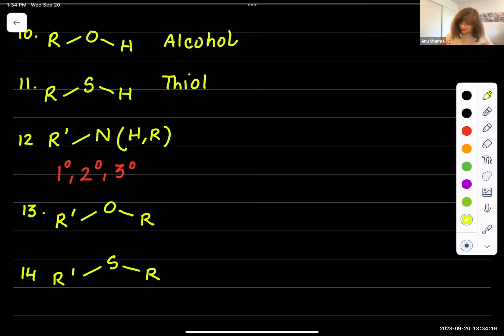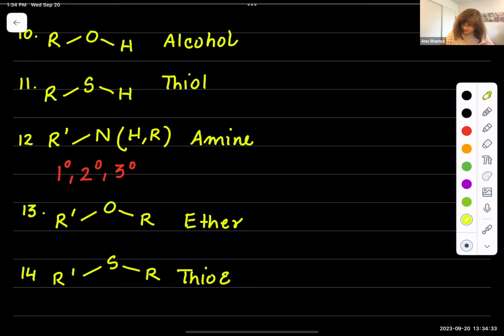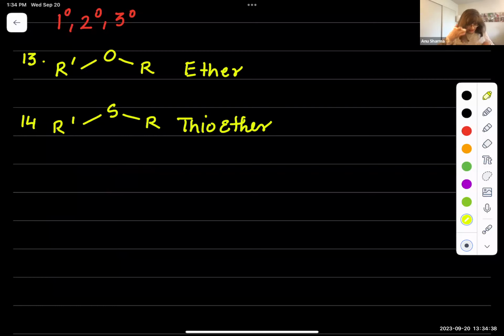So that's the amine. This is ether, and this one is the thioether. These are called thioether, T-H-I-O, E-T-H-E-R. Now after that are the enes. Enes are going to come before the ines. In other words, anywhere you have the double bond, it's going to take priority over the triple bond.